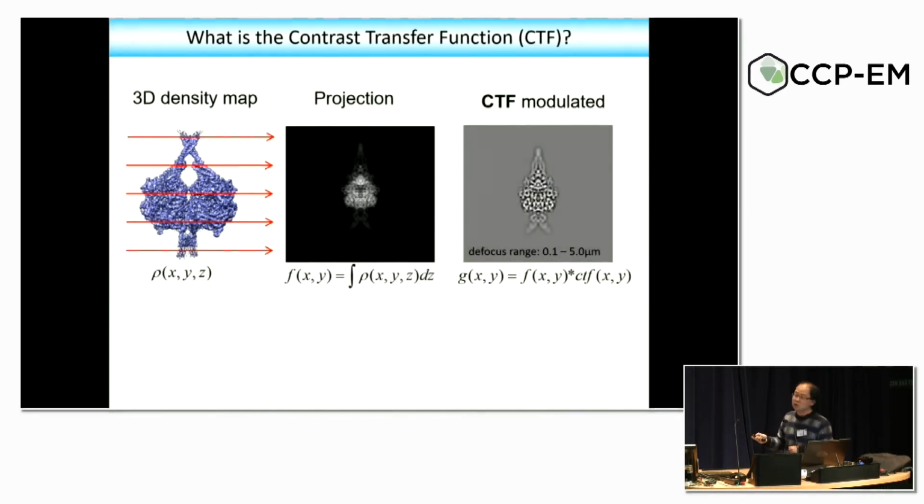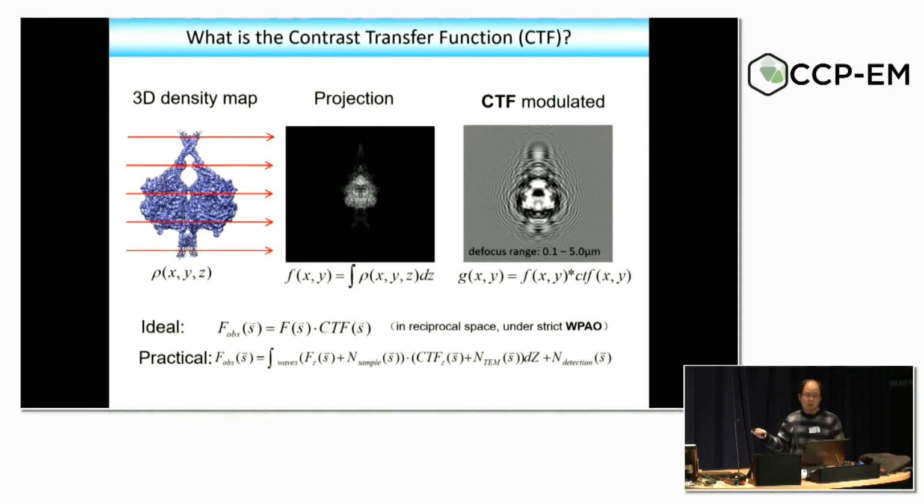But unfortunately, what we observe in the micrograph is usually something like this. It's severely convoluted with a point spread function and highly modulated by this function called CTF. In real space, it's a convolution. Usually we interpret it in reciprocal space and under the weak phase approximation, and it's a simple multiplication. That's the reason why we understand it in Fourier space rather than real space.